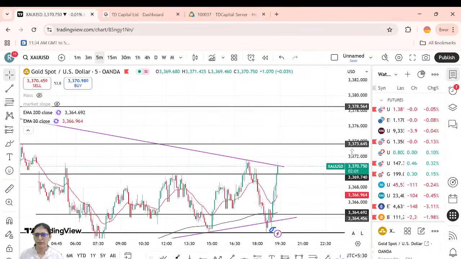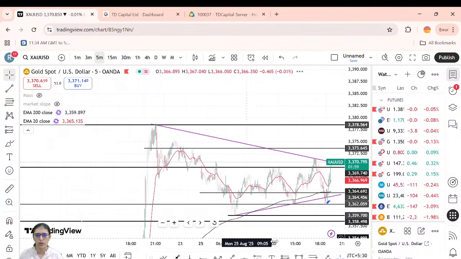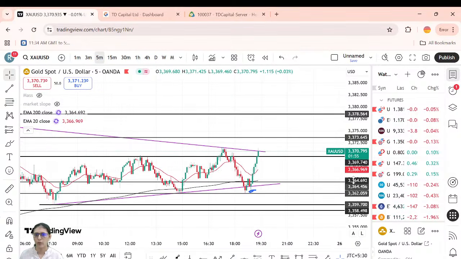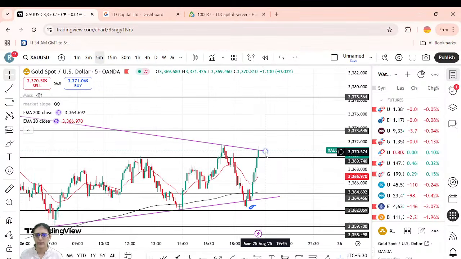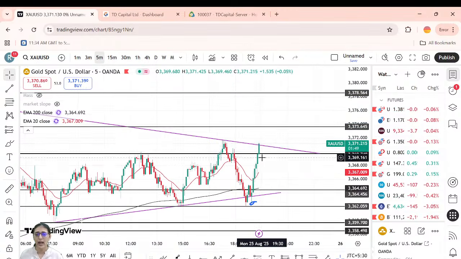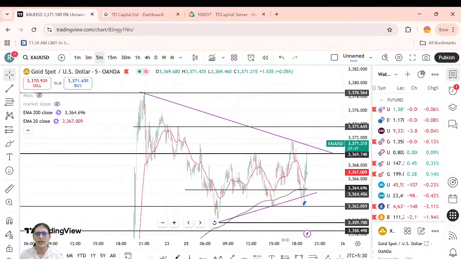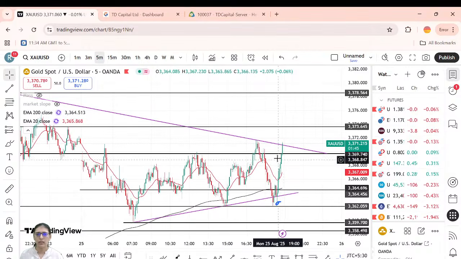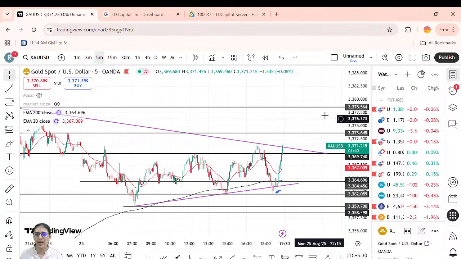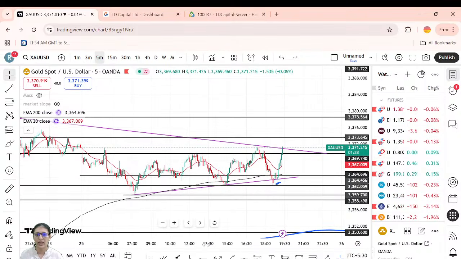For now, if gold has to go bullish, then you'll have to wait for a proper breakout of this trend line and a retest. Enter only at the retest. Do not enter if it goes just like this. If a single candle gives a breakout, don't make an entry here.